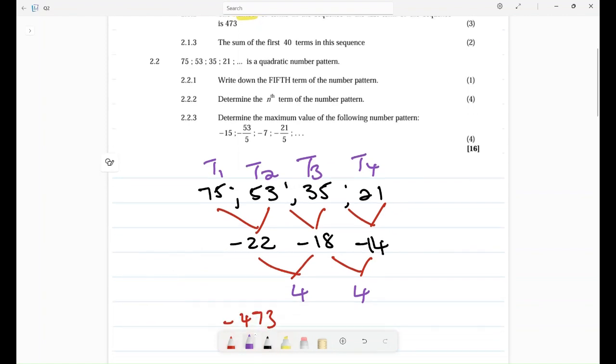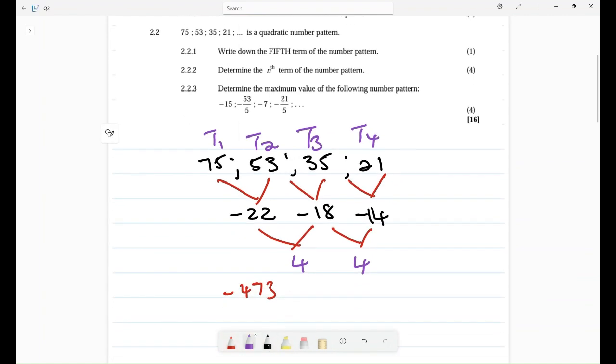I'm in a position of looking at my question right now. My question says write down the fifth term of the number pattern, term number 5 here. How do I do that? I know the constant difference here is 4. So I'm going to just add 4 here, because negative 22 plus 4 is negative 18. Negative 18 plus 4 is negative 14. Negative 14 plus 4 is going to be negative 10.